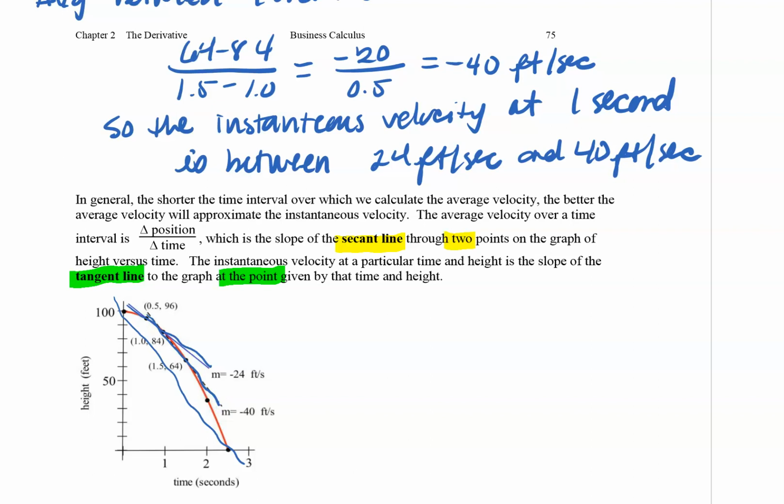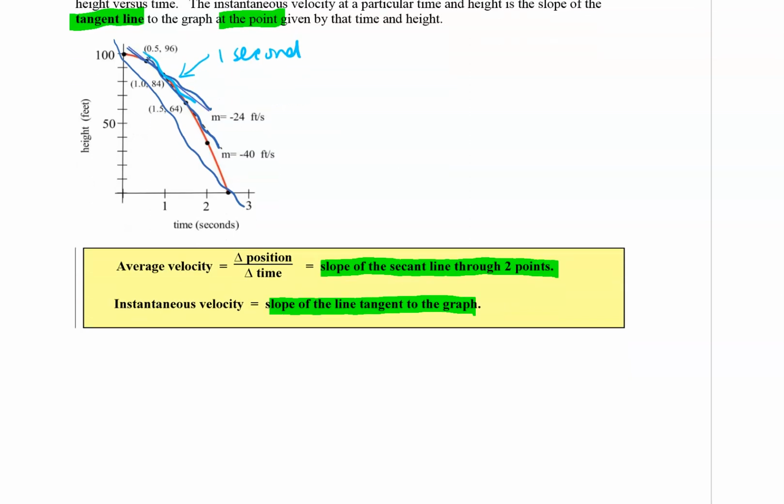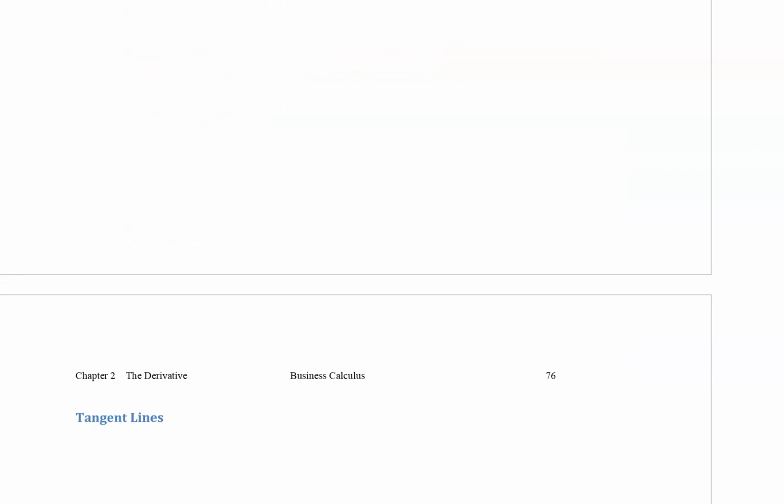But our goal is to create a tangent line going through just that point at 1 second. To summarize, we have this yellow chart here, and it says the average velocity is equal to the change in position over the change in time, which is the slope of the secant line through 2 points. Your instantaneous velocity is the slope of the tangent line to the graph. As we work through these problems, let's consider these concepts and see how we can find the slope of the tangent line. That's going to be the main point of this lecture. So, lots of words just for dropping a tomato.